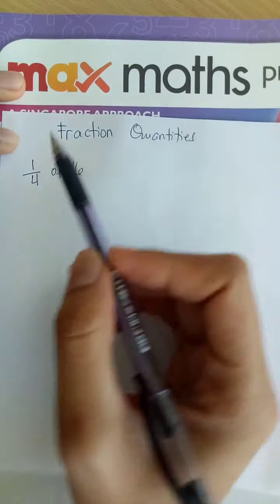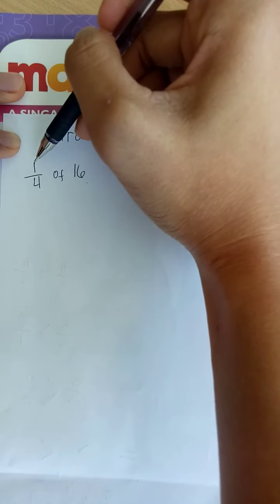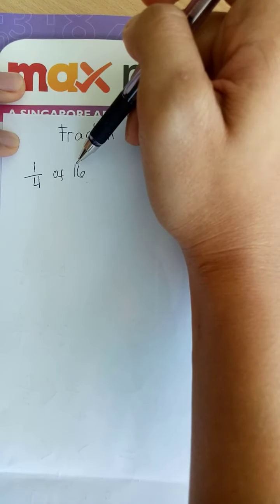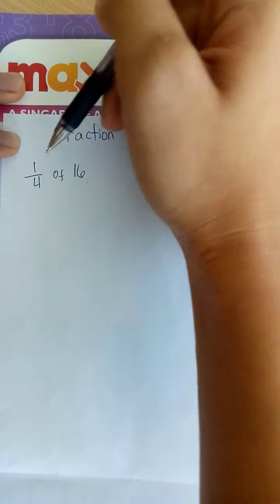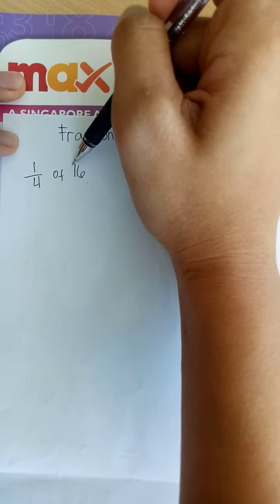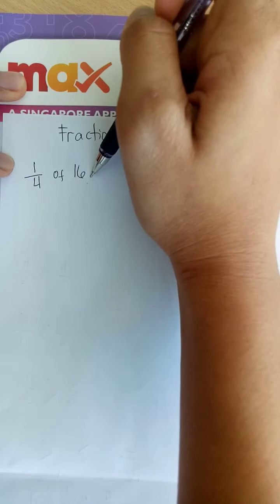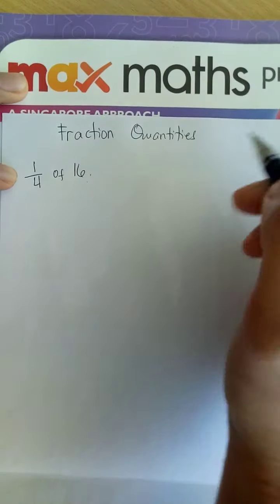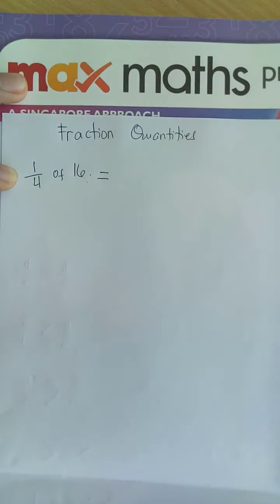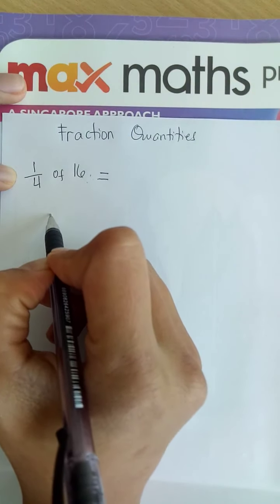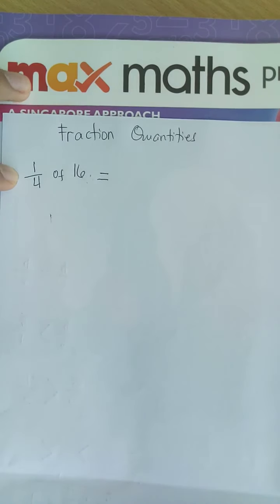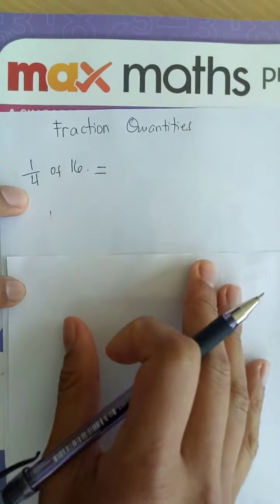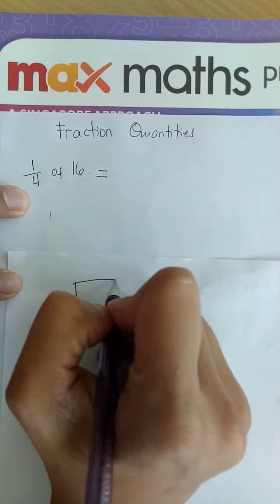To do that, note that our numerator here is 1. If your numerator is 1, all you have to do is divide the number given here by your denominator. In this example, the number given, or the whole number, is 16, and we're just going to divide it by 4. So 16 divided by 4. You can use your regular division, the long division. You can use a scratch paper for that. Or if you can memorize your times table, then that would be great. But if you don't know, you can use your long division.